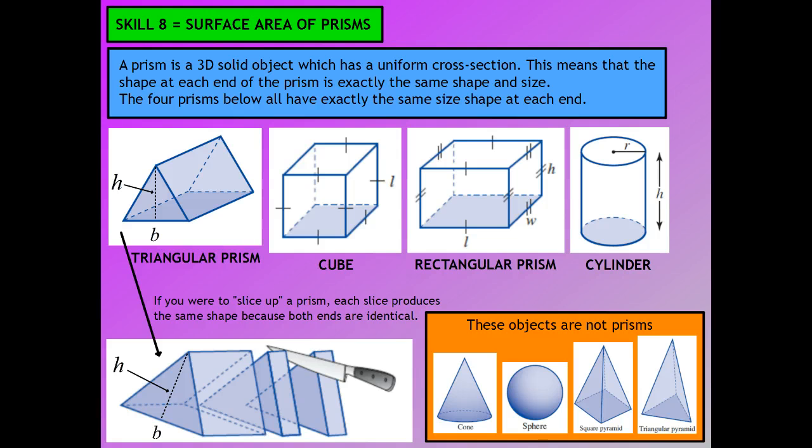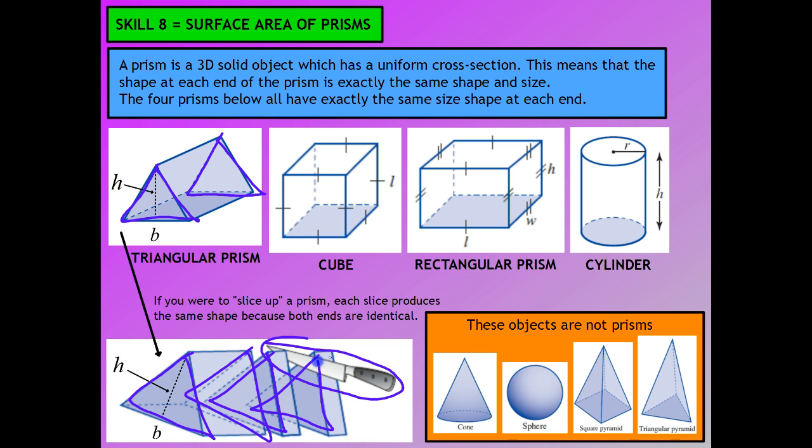A prism is a 3D object which has a uniform cross-section. What that means is that the shape at each end of the prism is exactly the same size. For example, if we have a triangular prism here, the triangle at the front and the triangle at the back are exactly the same. That means that if we were to slice the prism up, like with this knife here, all of these triangles, if you slice through, are exactly the same size. They might vary in terms of how thick the slices are, but all of the slices have the exact same triangle shape.